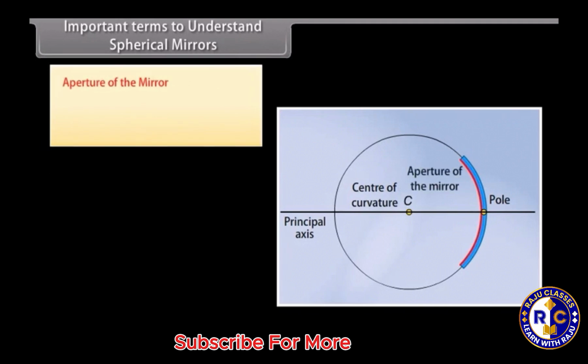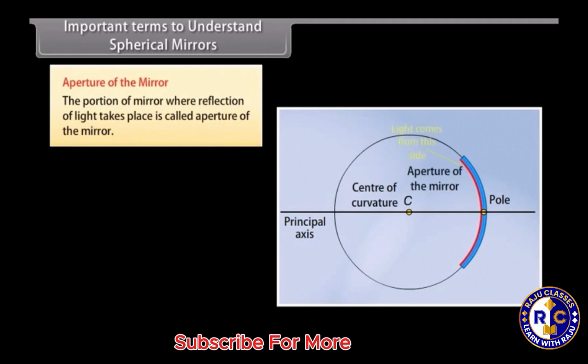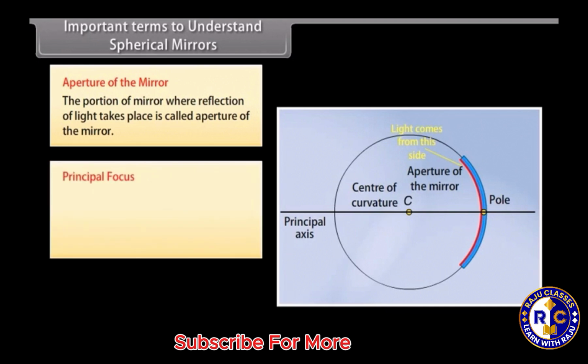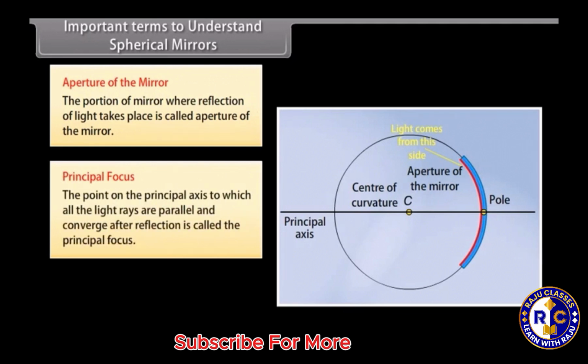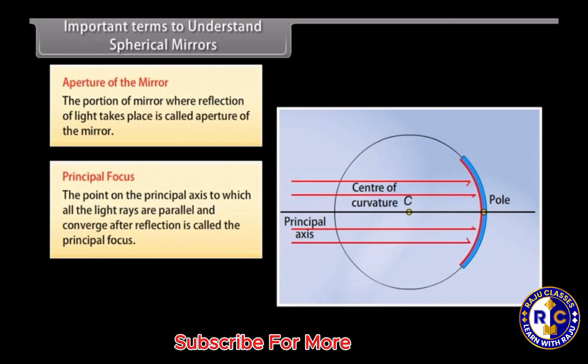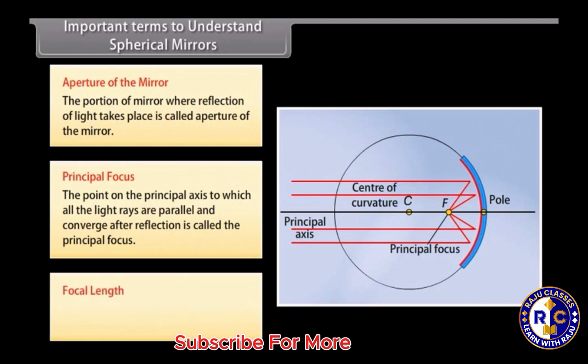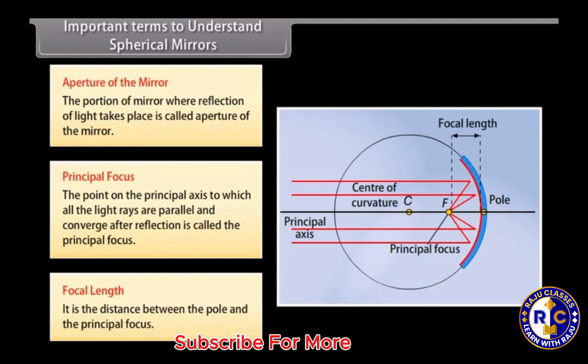Aperture of the mirror. The portion of the mirror where reflection of light takes place is called the aperture of the mirror. Principal focus. The point on the principal axis to which all the light rays parallel to the axis converge after reflection is called the principal focus. Focal length. It is the distance between the pole and the principal focus.